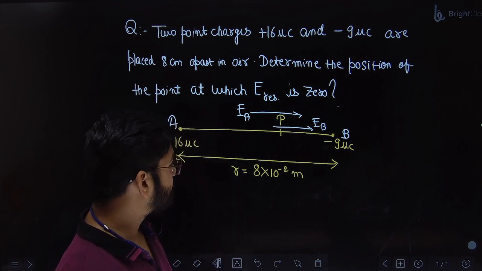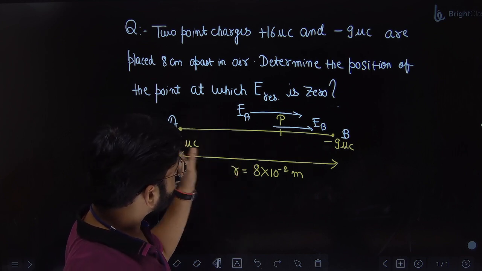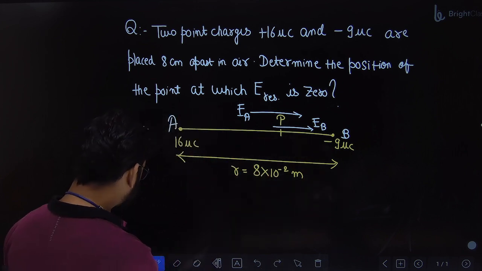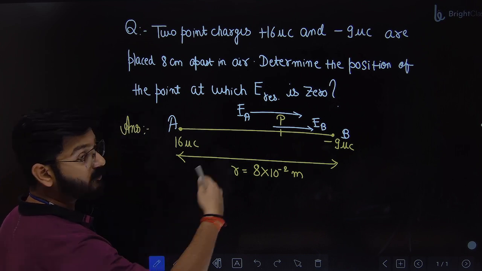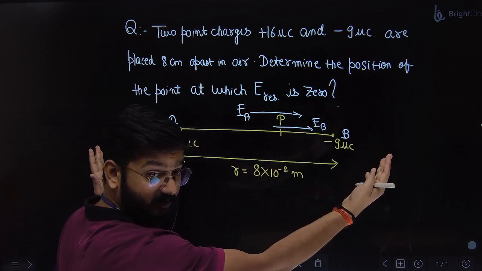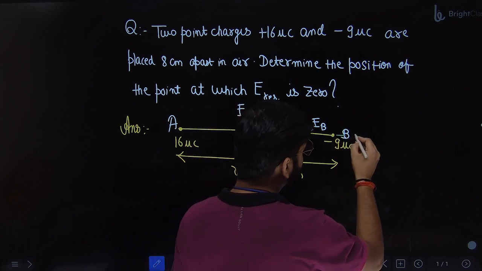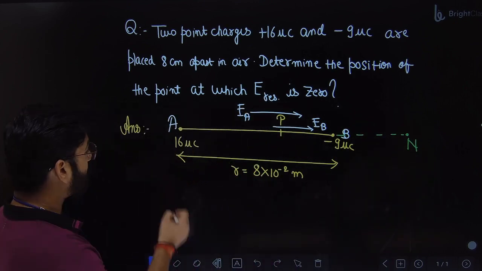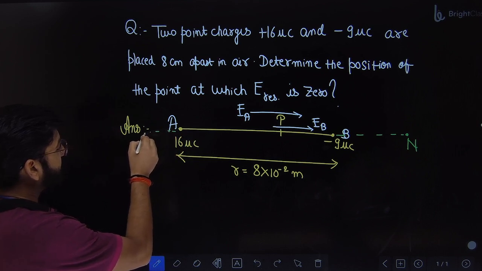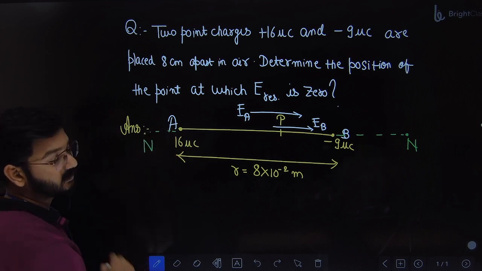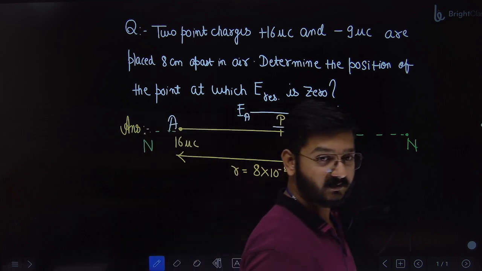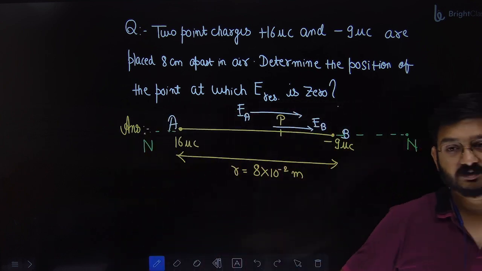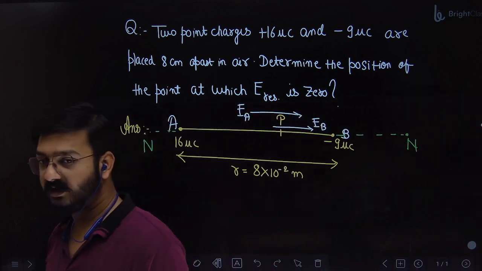Now the second question comes: sir, the neutral point cannot be on the line joining them. It means the neutral point should be outside AB, either left or right. Either the neutral point can be here, I am marking that as N, the neutral point, or it can be here. Without solving, can you tell me which should be the answer? Left or right?